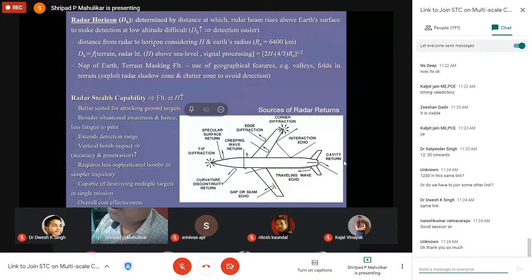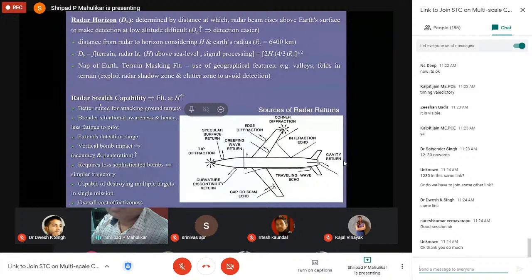The distance from radar to horizon, considering the radius of the Earth, can be estimated. Radar horizon depends on parameters like terrain, radar height above sea level, and signal processing. This is a semi-empirical relation. As we discussed, from the point of view of evading radar detection, terminologies like nap of the Earth flight and terrain masking flight became popular. These are operational techniques that involve use of geographical features like valleys and folds in the terrain, which exploit the radar shadow zone and clutter zone to avoid radar detection.